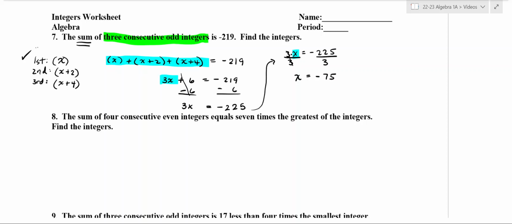All right, so we were able to find the first number, but we have to find the second one and the third one. So we need x plus 2 and x plus 4. In your calculator, you should be doing negative 75 plus 2 and negative 75 plus 4. And that's how you're going to get negative 73, negative 71. And those are the 3 consecutive odd integers that add up to negative 219.